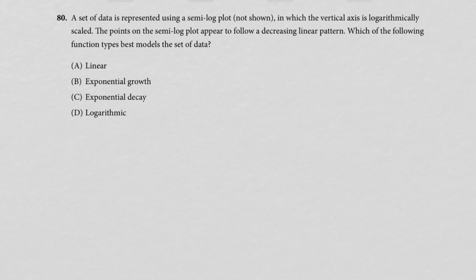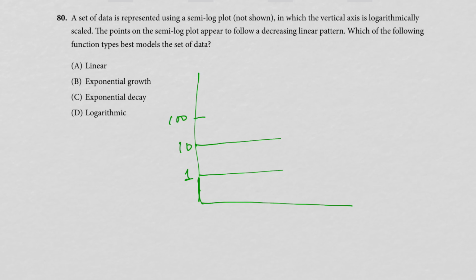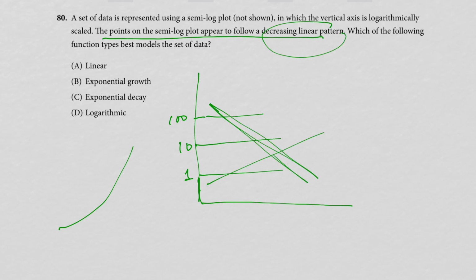Number 80. A set of data is using a semi-log plot. So the way a semi-log plot works is from 0 to 1 is a certain distance, but from 1 to 10 is the same distance, and from 10 to 100 is the same distance, so it kind of smushes stuff together. The semi-log is a decreasing linear pattern. What happens with semi-log is when you have an exponential curve on the semi-log plot, it looks like a line. So if it's a decreasing linear pattern, that happens also with an exponential, but exponential decay.